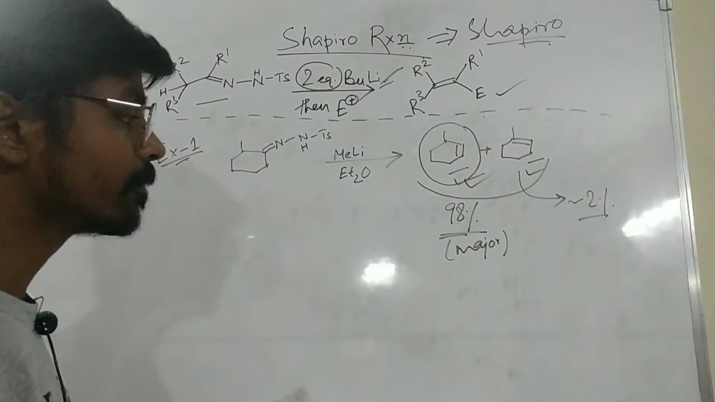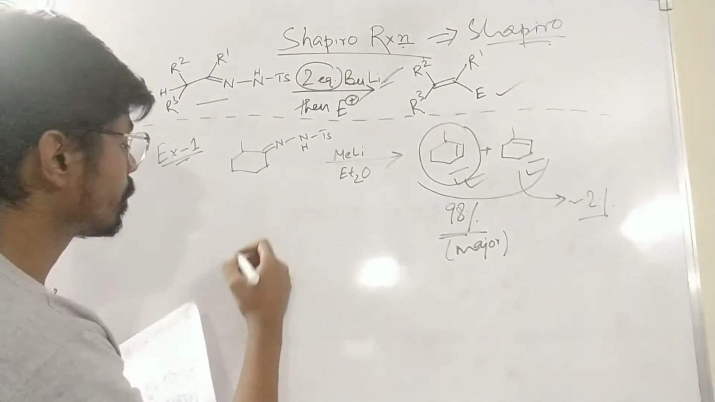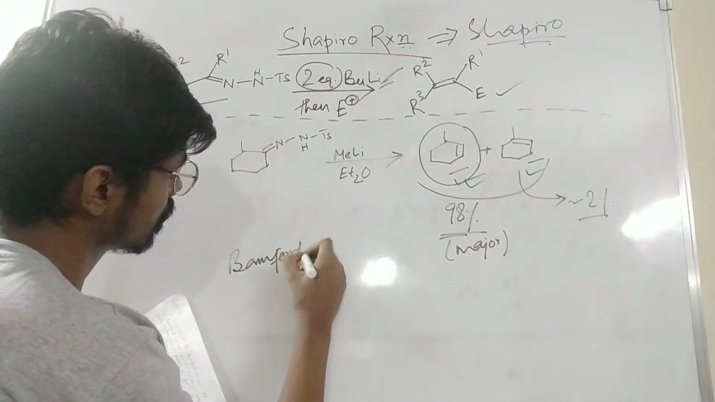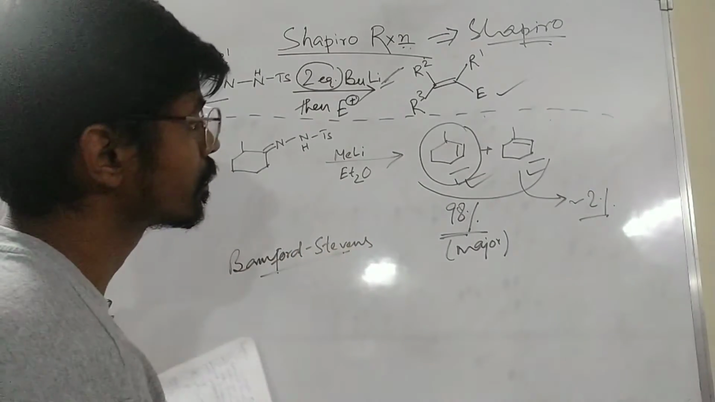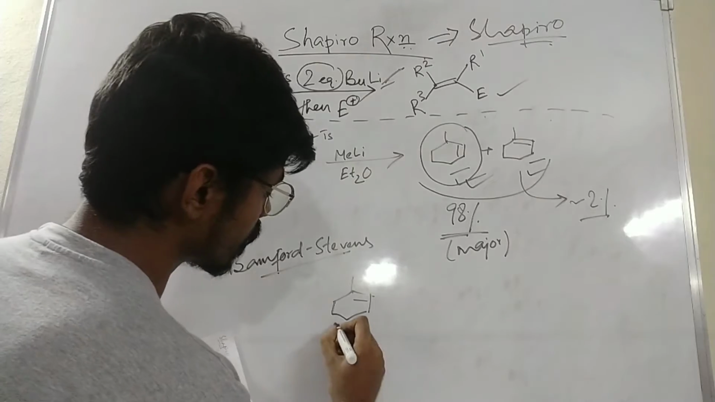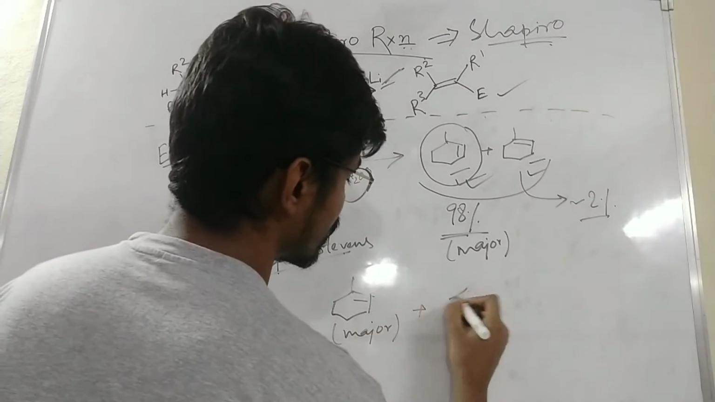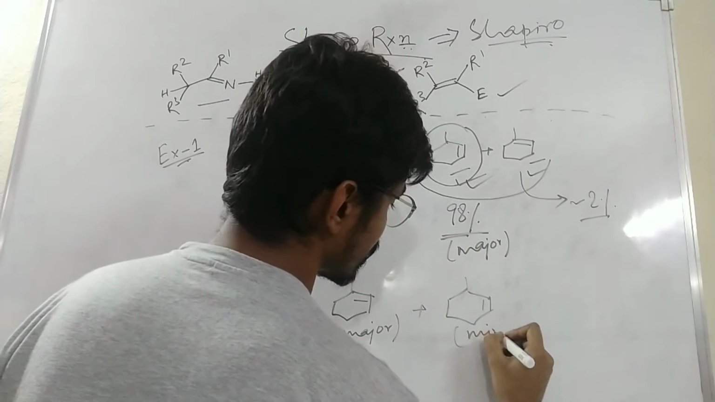But if we use the same substrate for the Bamford-Stevens reaction, we will get this one product as major and the less substituted product as minor.